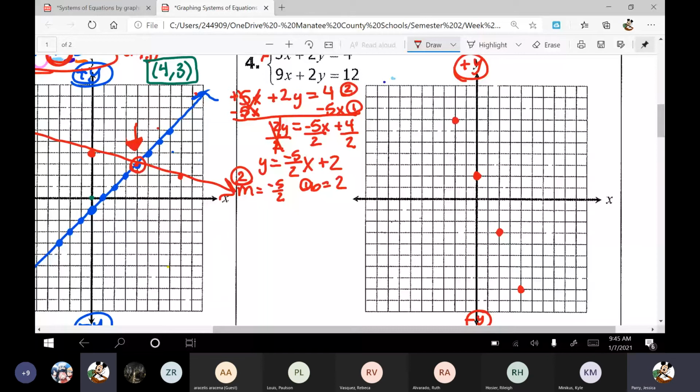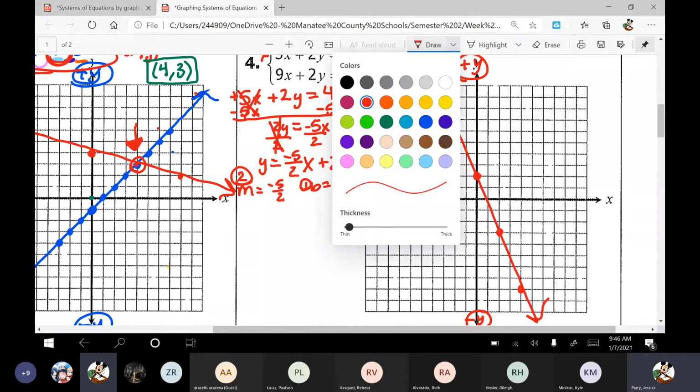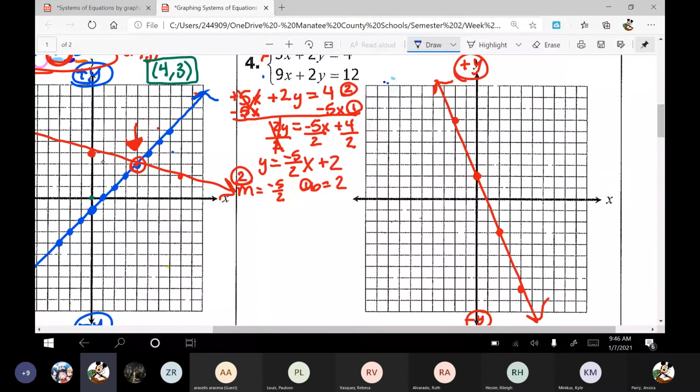I'm going to go ahead and draw my lines. And then we'll start graphing our second equation.